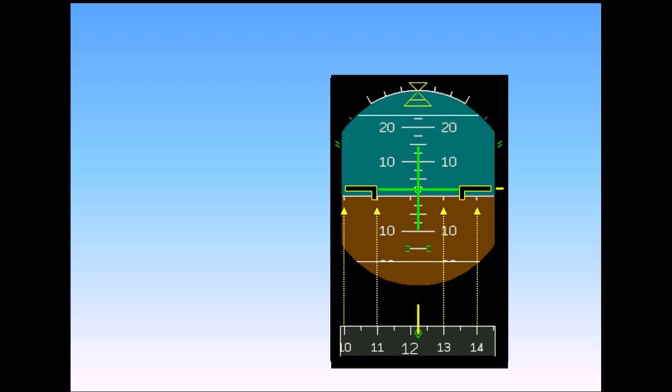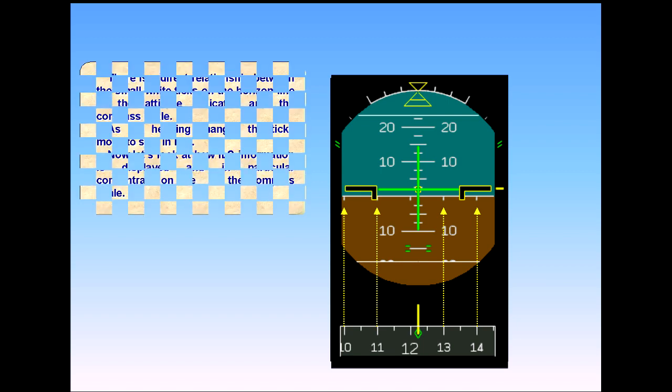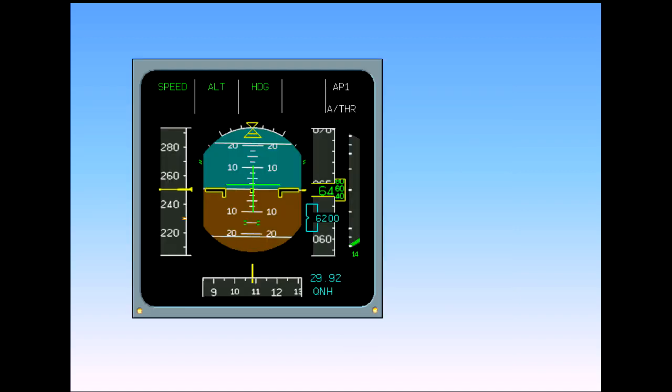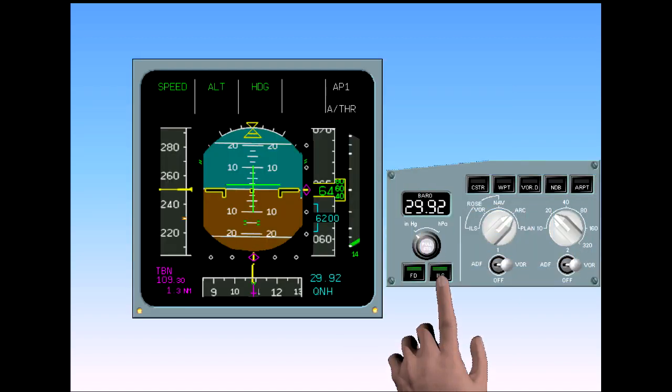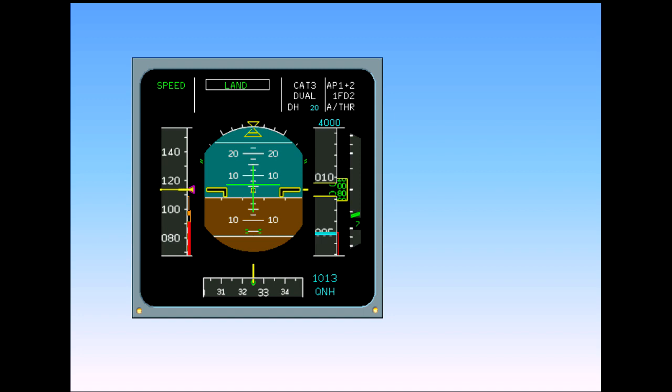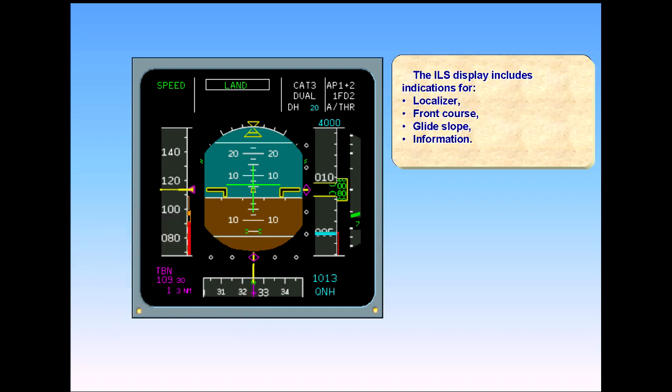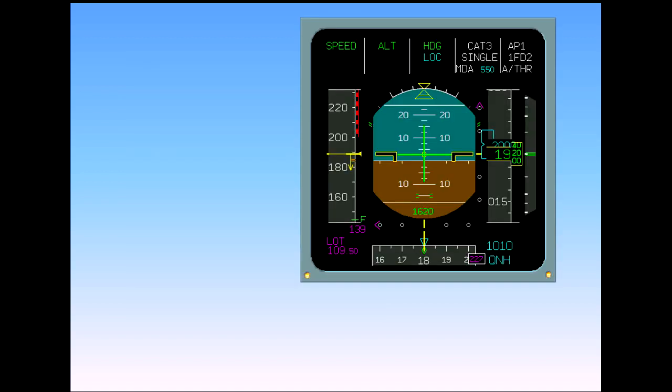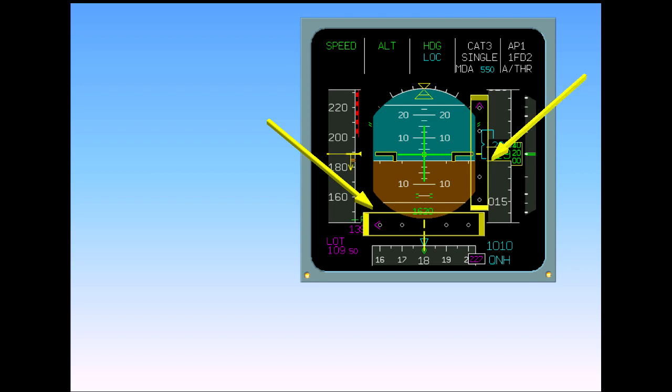Now, let's look at how ILS information is displayed, and in particular concentrate on the compass scale. The ILS switch on the EFIS control panel enables the pilot to switch on an ILS display. The ILS display includes indications for localizer, front course, and glide slope information. ILS deviation information is displayed in the form of localizer and glide slope deviation scales.